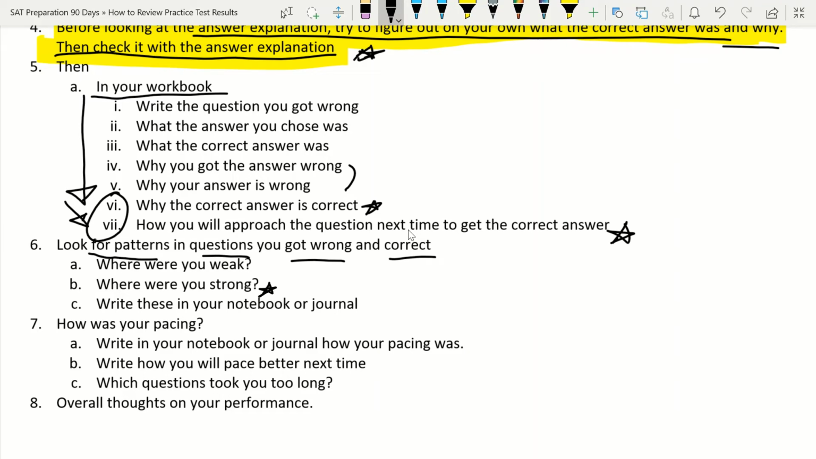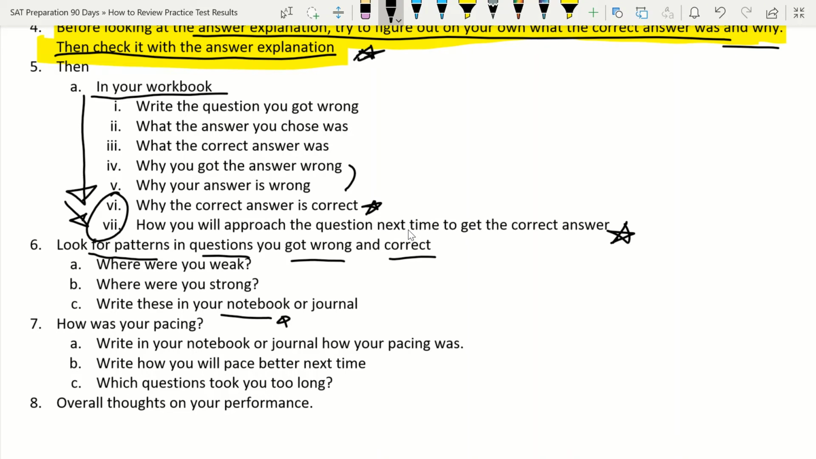What areas were you strong in? We don't really want to spend as much time in areas we're strong because we're not going to get as many points by studying for that, because we're already getting most of the points there. So you're going to write the areas that you're weak and the areas that you're strong in your notebook, or, as I said in day one, you could have a journal if you want. But if you don't have that, because I haven't really been directing you to use it, then you can just put it in your notebook.